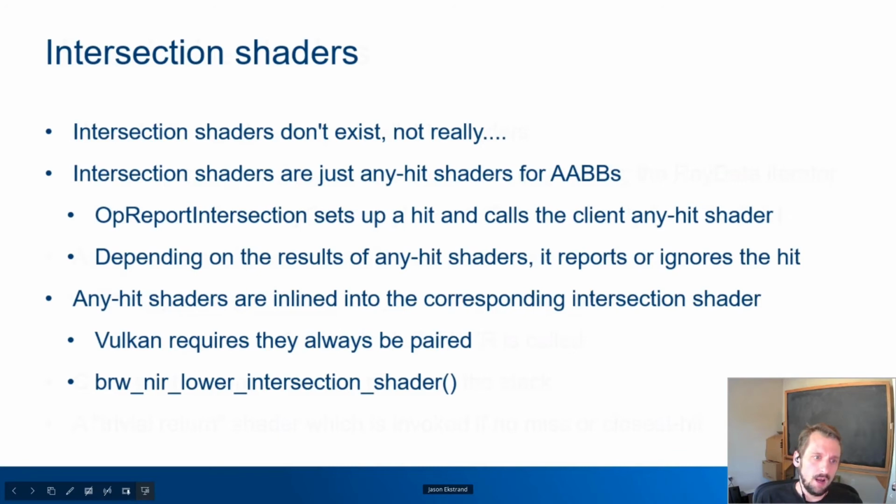So when we get an op report intersection, which is where the client has said, "I have computed an intersection value, here you go," we set up the hit, and then we call the any hit shader. And that can be just a callable shader. We don't, but I'll get to that in a second. And then when we get to the end of the any hit shader, depending on what hits we may or may not have gotten, we either report the hit or ignore the hit.